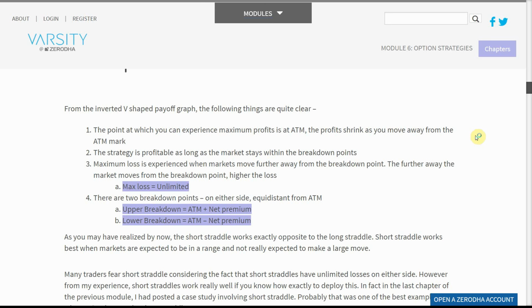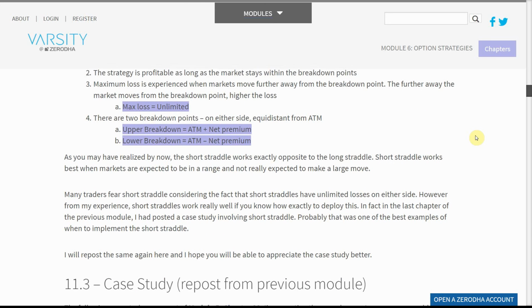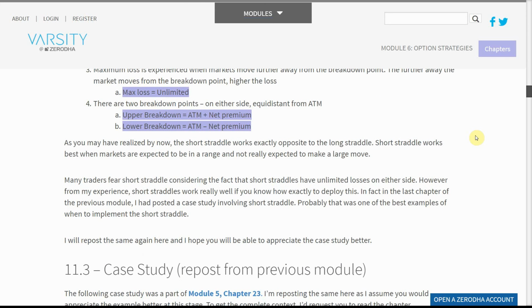Short straddle works best when markets are expected to be in a range and not really expected to make a large move. Many traders fear short straddle considering the fact that short straddles have unlimited losses on either side. However, from my experience, short straddles work really well if you know how exactly to deploy this. In fact, in the last chapter of the previous module, I had posted a case study involving short straddle. Probably that was one of the best examples of when to implement the short straddle.